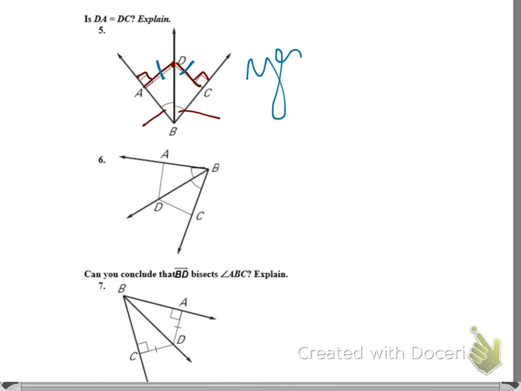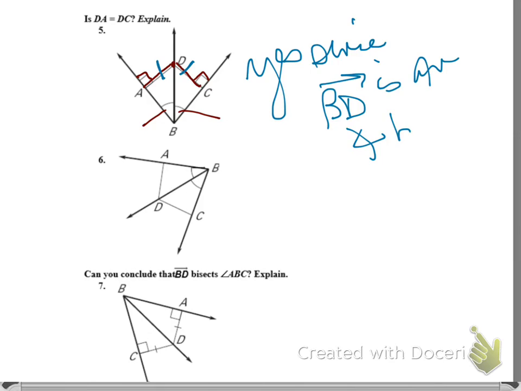So you can say yes, since we've established that ray BD is an angle bisector. So go back, look at the angle bisector theorem and make sure that makes sense to you. All right, look at the next one.